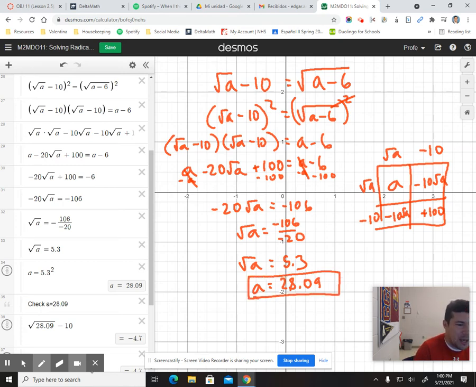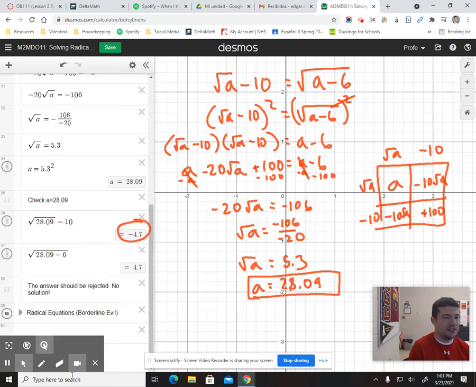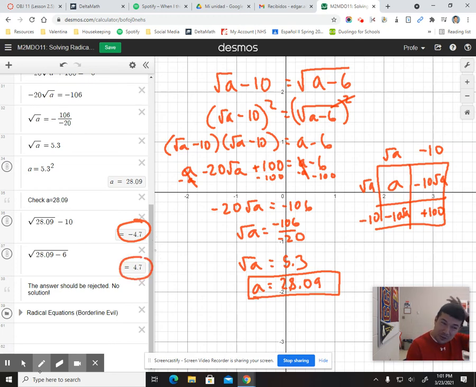Well, let's see what happens. I always have to check these. So when I substitute the square root of 28.09, take away 10, I get the value negative 4.7. And if I substitute it into my right side, square root of 28.09 minus 6, that's a positive number. Take the square root, I get positive 4.7. So even though they're very, very similar, these are not the same solution. So there is no solution to this.